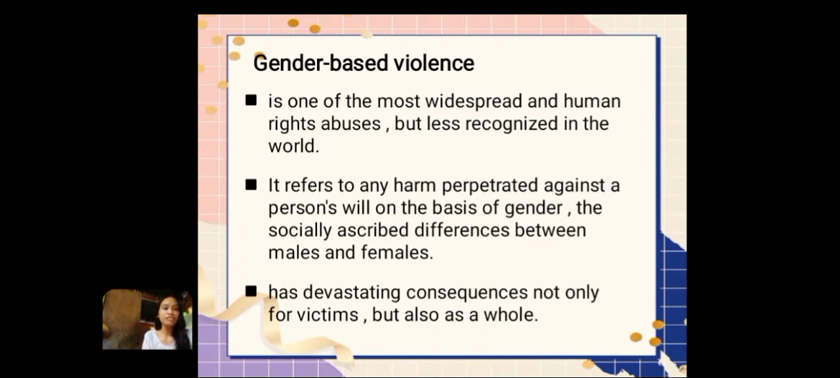So what is gender-based violence? It is one of the most widespread human rights abuses but less recognized in the world. It refers to any harm perpetrated against a person's will on the basis of gender, the socially ascribed differences between males and females, and it also has devastating consequences not only for victims but also for society as a whole. It results in physical, sexual, and psychological harm to both men and women, and includes any form of violence or abuse that targets men or women on the basis of their sex.